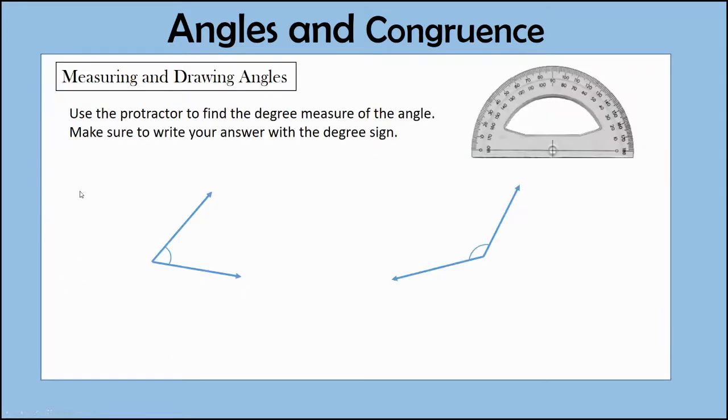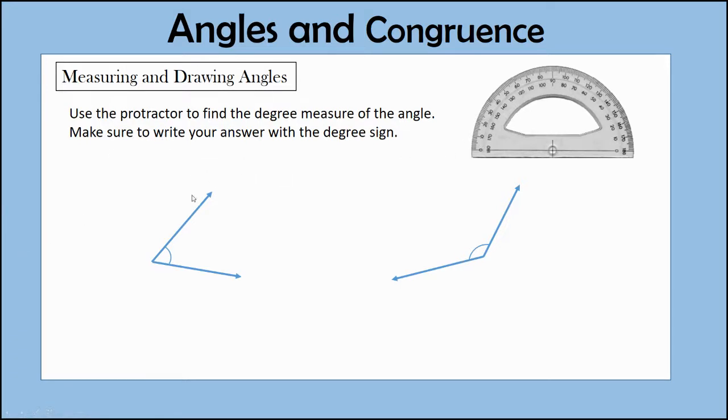The next thing we want to do is be able to measure and draw angles. I'm sure you can already do this, but I'm going to go through it anyway because I think it's important that we all know this and can do it correctly. We're going to be asked, first of all, to use a protractor to find the degree measure of the angle. You're going to be able to use manipulatives today on the Alex program. I'm going to have to do it a little differently here.